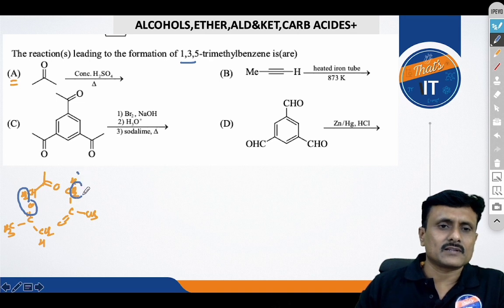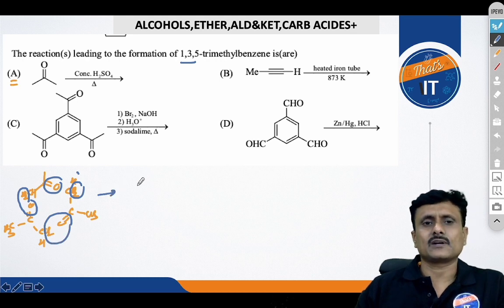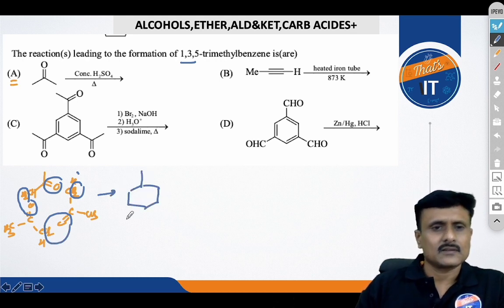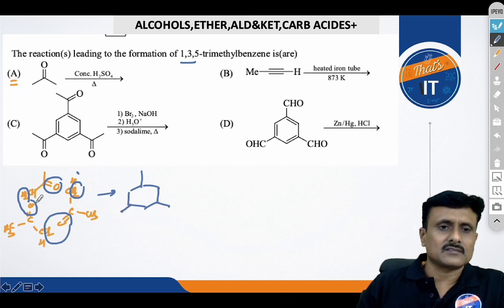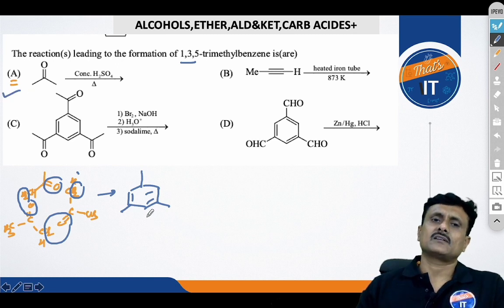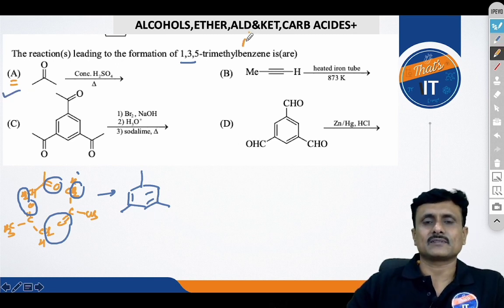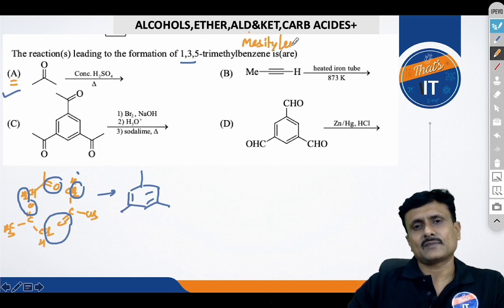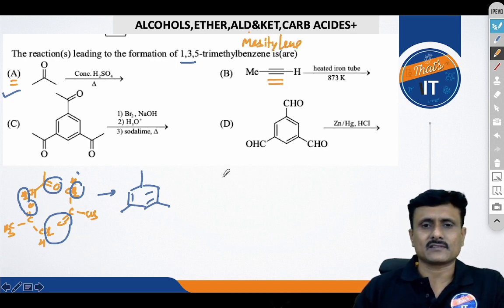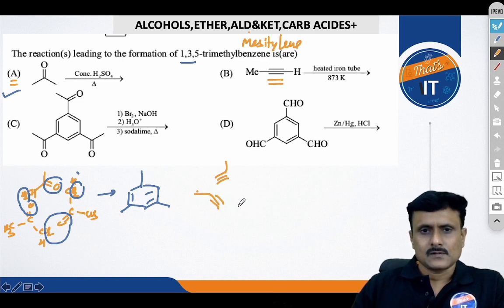I am eliminating H2O. So what will happen here? What do you get? You have to write the product. You can see there are 3 methyls, isn't it? So when I am removing H2O, I am keeping a double bond. So option A gives rise to mesitylene, right? 1,3,5-trimethylbenzene is commonly called mesitylene, and you know this reaction is very popular, isn't it, right? You should know how to write the product. That's an art actually.